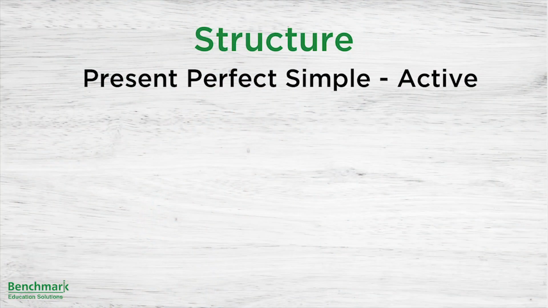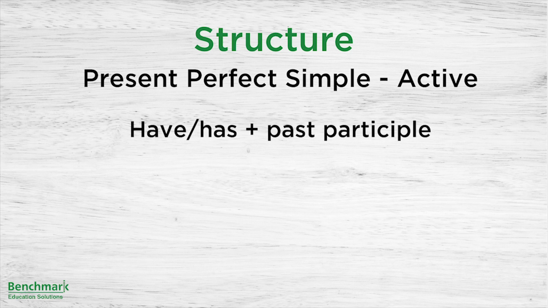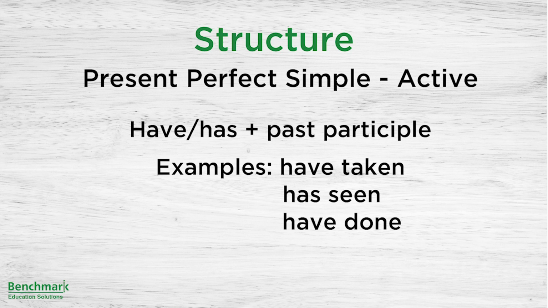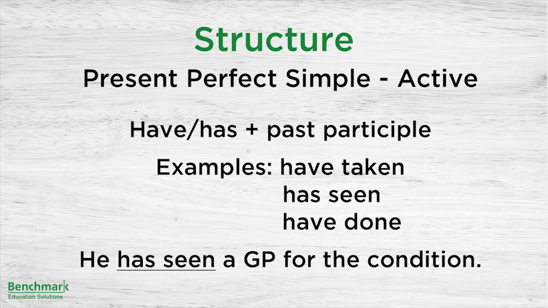Let's talk first about how to form these sentences. In the active form, we use the auxiliary verbs have or has, plus the past participle form of the main verb. If you're not sure what the past participle form is, again, please watch our video on verb forms. So, some examples of this verb phrase in the present perfect simple are have taken, has seen, have done, and so on. A sample sentence would be, he has seen a GP for the condition.